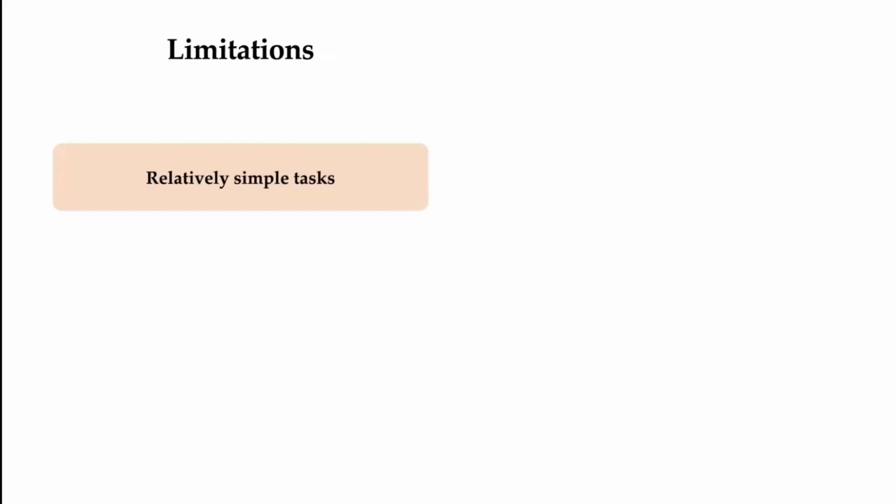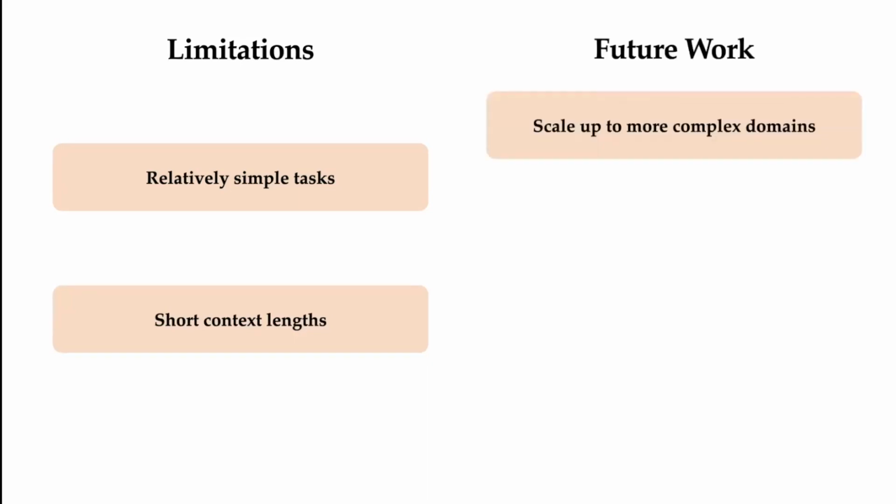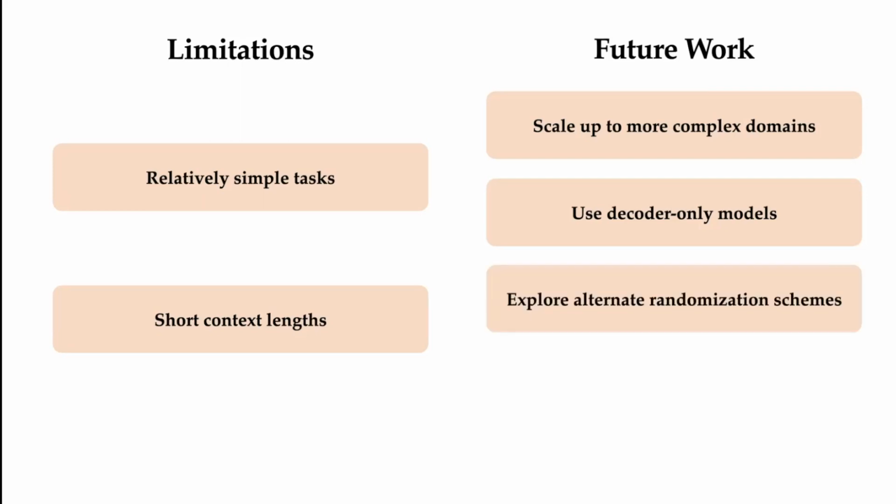In terms of limitations of our method, the tasks we consider are relatively simple, and they have pretty short context lengths. That informs our future work. We would want to scale up to more complex domains and use decoder-only models that are much better at generation. We expect that's why our Decision GPT model can sometimes perform as well as our randomized masking model. Also, exploring alternate randomization schemes seems potentially very useful, to be able to scale to larger context lengths too. And maybe explore multi-agent applications.